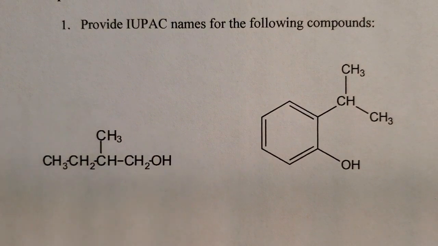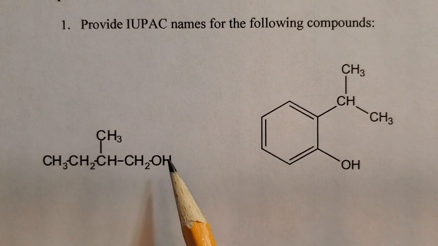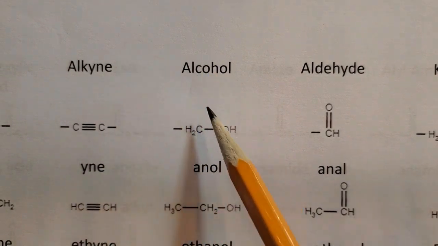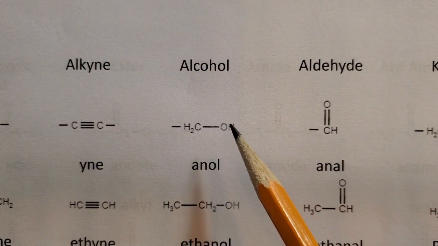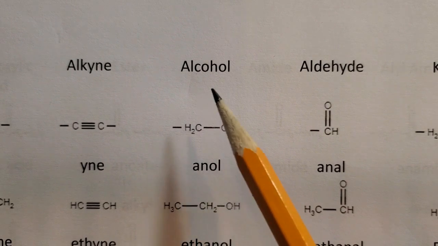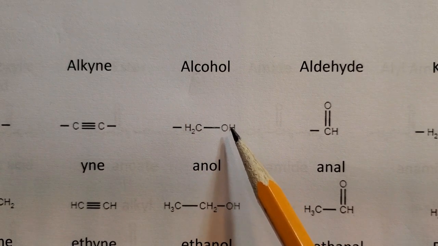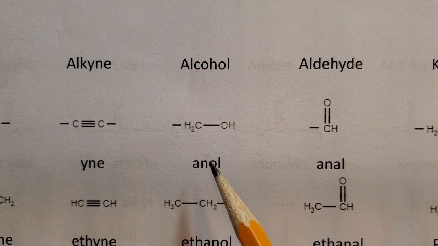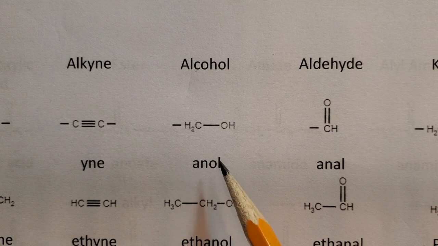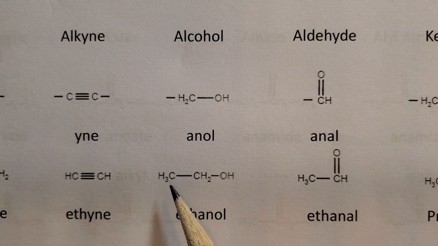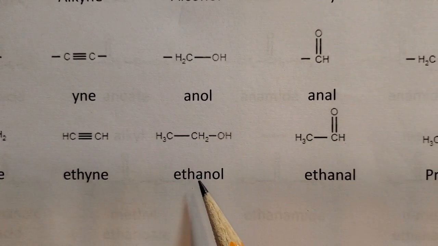So this is an alcohol. As a functional group, it's an alcohol because it has an OH. Now, go to your cheat sheet and look up alcohol. And you should always do this if you have any question about what the functional group is. Find it on the cheat sheet. So here's the basic structure of an alcohol. It's going to end in OH. And when you write its name, it's going to end in -ol. This example is ethanol. It's eth, 2 carbons, -ol, ethanol.